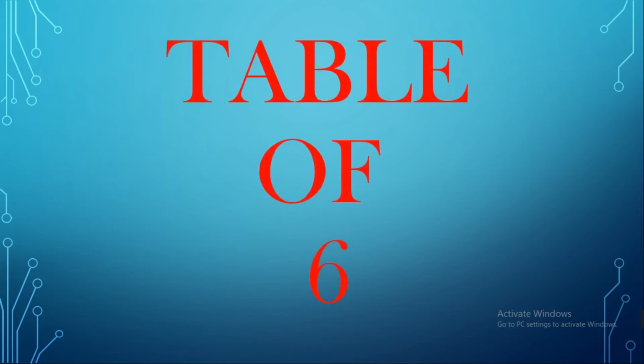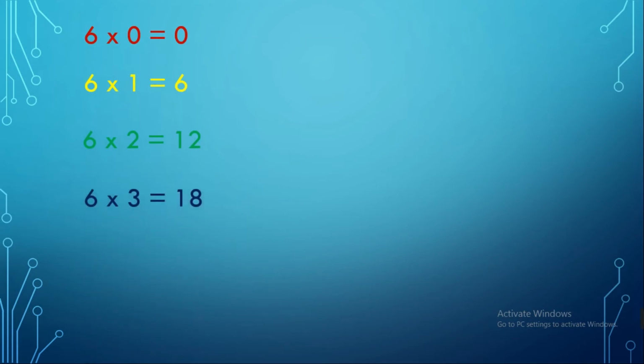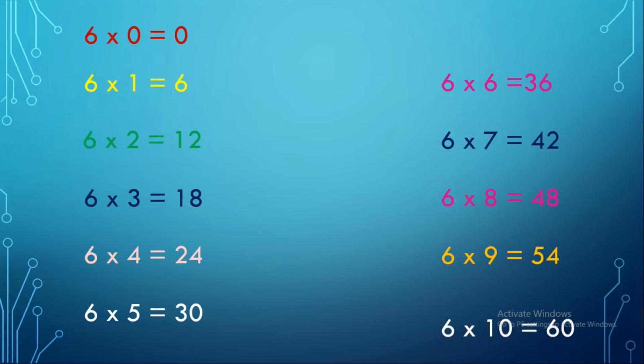Table of 6. 6 zeros are 0. 6 ones are 6. 6 twos are 12. 6 threes are 18. 6 fours are 24. 6 fives are 30. 6 sixes are 36. 6 sevens are 42. 6 eights are 48. 6 nines are 54. 6 tens are 60.